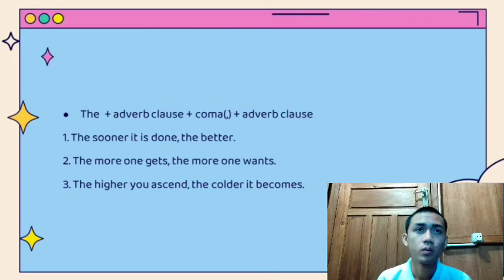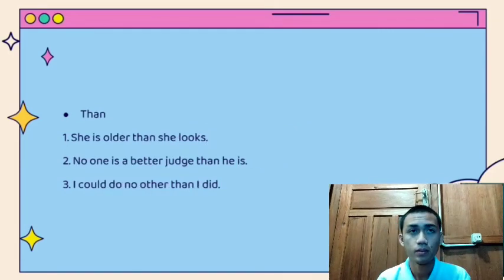Example 1. The sooner it is done, the better. The more one gets, the more one wants. The higher you ascend, the colder it becomes. Further examples. She is older than she looks. 2. No one is a better judge than he is. 3. I could do no other than I did.